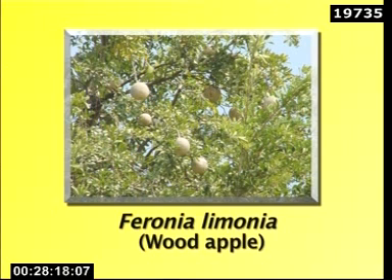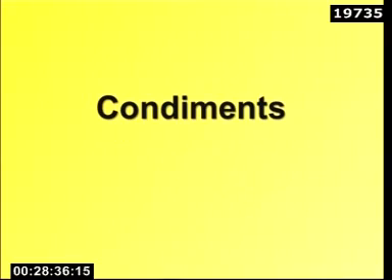Another species is the Feronia limonia, commonly known as the wood apple or elephant apple. Pulp of ripe fruits is eaten and is also made into sherbet and chutney. Another important economic use of the family is that it provides us with condiments. Several Indian species of the family are used as condiments.